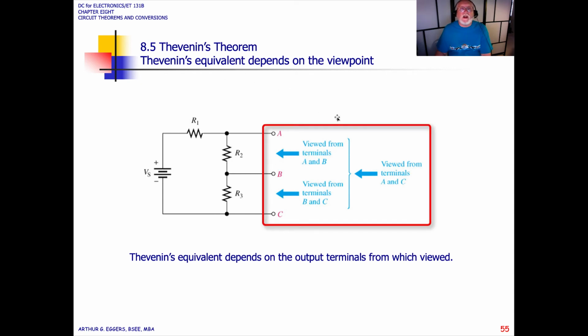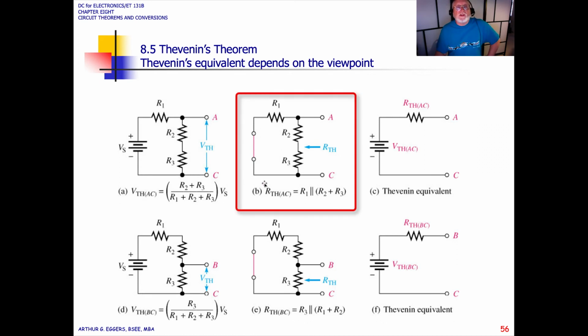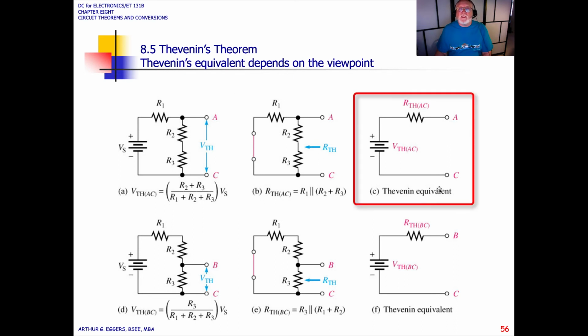Thevenin's equivalent depends on the viewpoint or the port that you're looking in, AB or BC or AC. It just depends on how you want to look into the output of a circuit. So if we take a look at doing an analysis, let's look at A to C. So Vthevenin from A to C would be R2 plus R3 in series divided by R1, R2, and R3 times the source. Shorting the source then, our Thevenin A to C would be R1 in parallel with R2 and 3 in series.